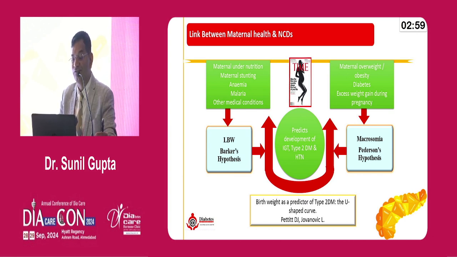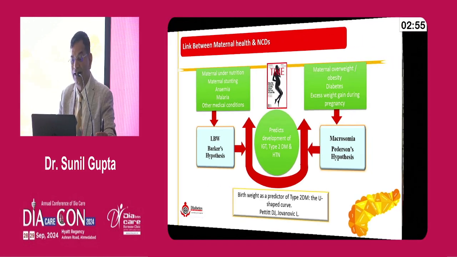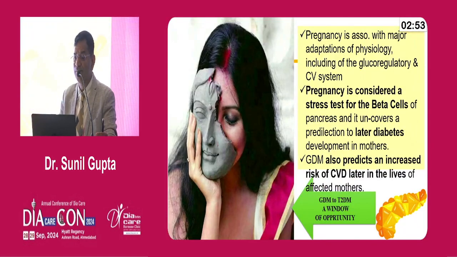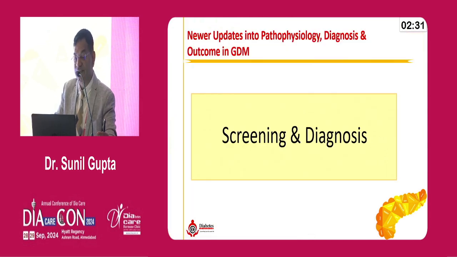More than 3.5 macrosomia, both of them are at risk to develop diabetes in later life. Pregnancy is a major adaptation of physiology, including glucoregulatory and cardiovascular changes. Pregnancy is considered a stress test of the beta cells of the pancreas, and it uncovers the predisposition to later diabetes development in women with GDM. GDM also predicts an increased cardiovascular risk later in the lives of affected mothers, and it's a window of opportunity, and we all need to be focusing on this.